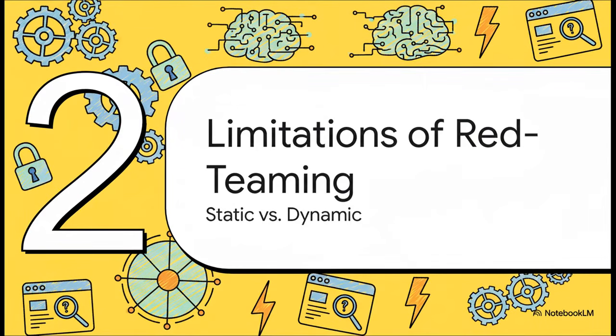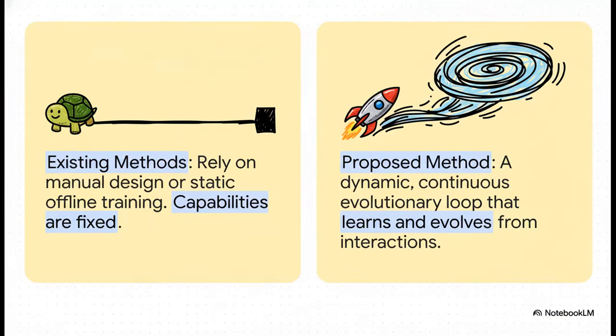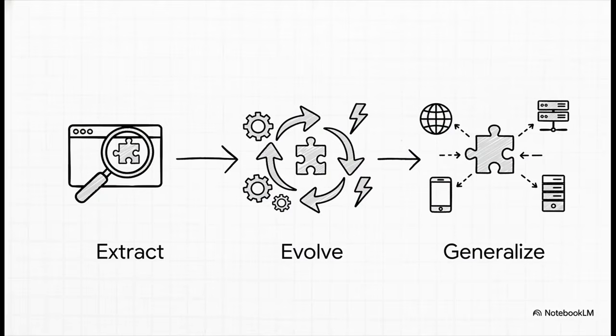So how does this relate to the limitations of existing red teaming methods? Existing methods are described as static. They depend on manual design or offline training, so their capabilities are fixed. This paper proposes a dynamic approach, a continuous evolutionary loop where the system learns from interactions to refine its attack strategies. So what exactly did prior work not include?